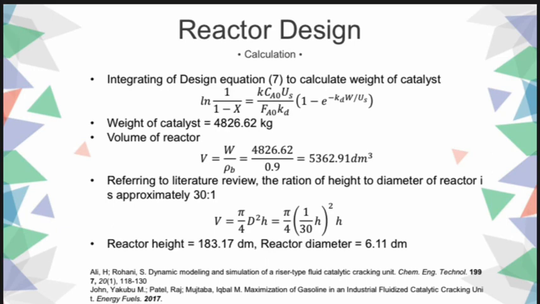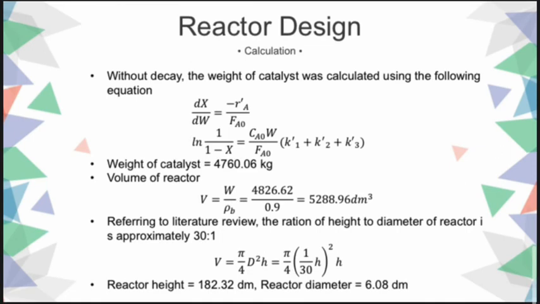We found that the catalyst weight needed is 4,826.62 kg, while the volume is 5,362.91 dm cubic. From literature review, the ratio of height to diameter of the reactor is approximately 30:1. So, we found that the reactor height is 183.17 dm and the diameter will be 6.11 dm.